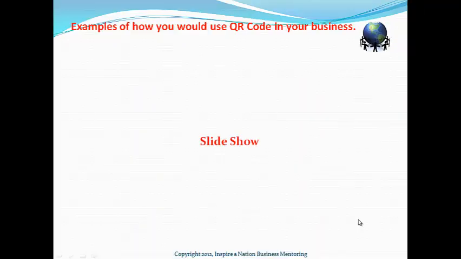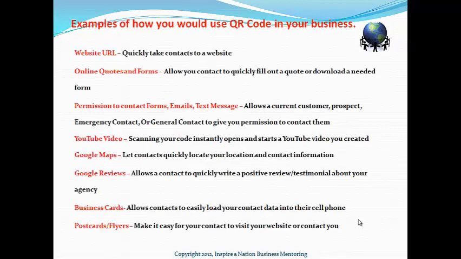Let's get an idea of some of the ways you can use QR codes. You can use them for your website URL. It quickly takes contacts to a website. You can use it for online quotes and forms. It allows your contact to quickly fill out a quote or download a needed form. You can use it for permission to contact forms, email, text messages, YouTube videos, Google Maps, Google reviews, business cards, postcards, or flyers. So you can make it easy for your contact to visit your website if you mail out something.